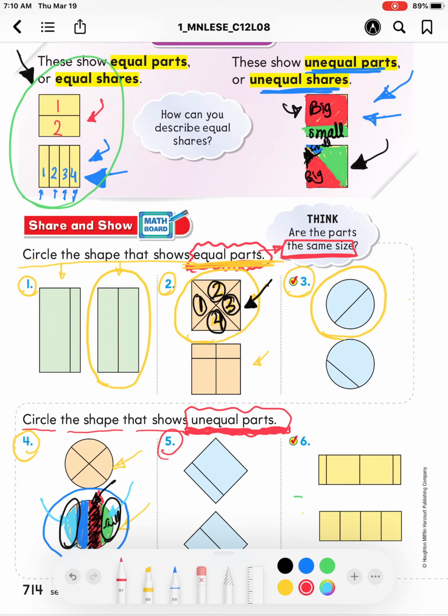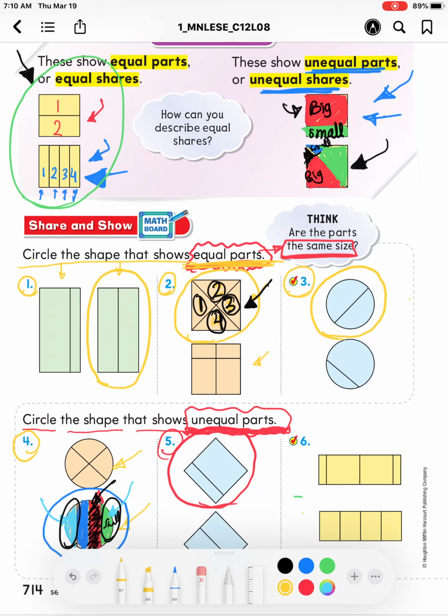So, which shape shows unequal parts? Amazing. Good job, boys and girls. The first shape shows unequal parts.